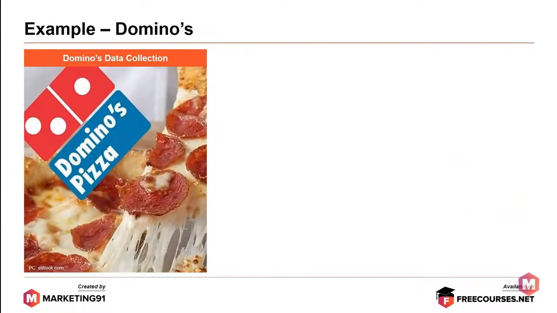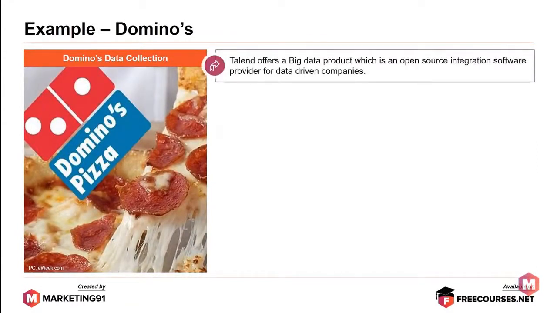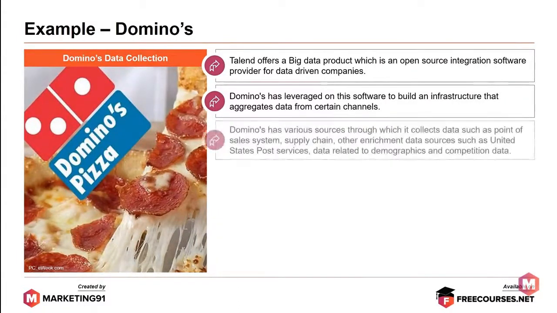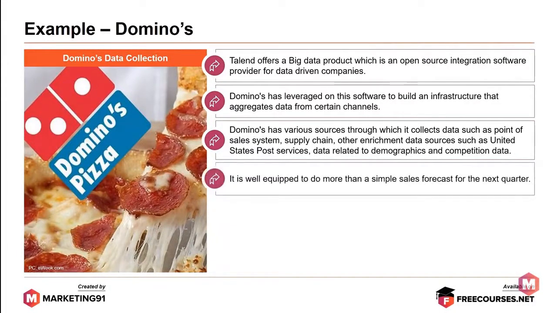Moving on to the final example, Dominos. Talend offers a big data product, which is an open source integration software provider for data-driven companies. Dominos has leveraged this software to build an infrastructure that aggregates data from certain channels. Dominos has various sources through which it collects data, such as the point of sale system, supply chain, and other enrichment data sources such as the United States Postal Service, demographic data, and competition data. It is well equipped to do more than a simple sales forecast for the next quarter.